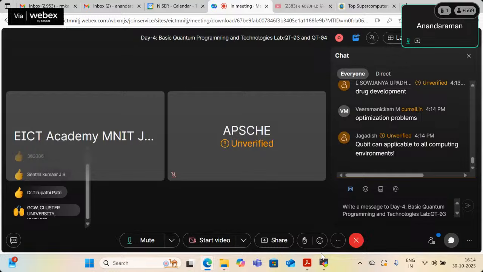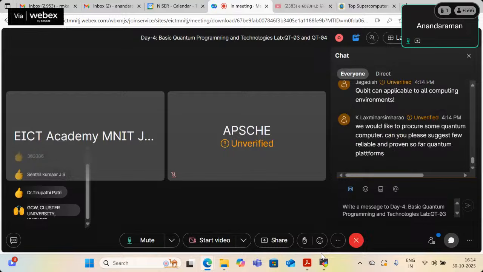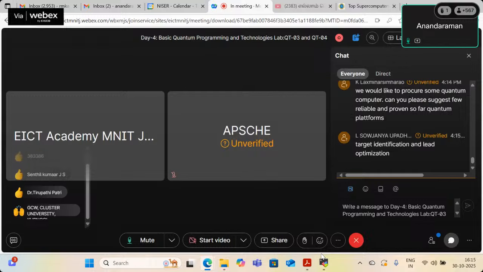Qubit can be applicable to all computing? Qubit is applicable only to quantum computers. Bit is for a classical computer, quantum bit is for a quantum computer, and the only thing is it can be in 0, 1, or both. So it can be in multiple states at once. Actually, we cannot identify where it is. For example, if the electron is there, you cannot find out where it is.